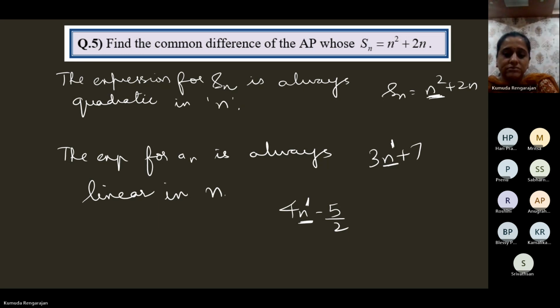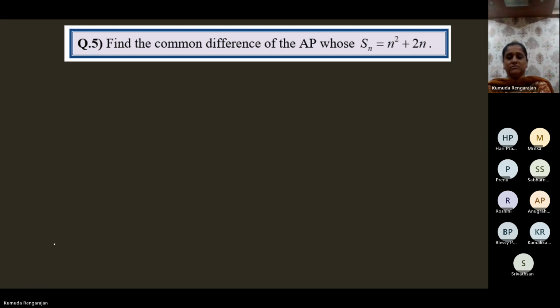The other things can be anything. The highest power of n is 2 for Sn and 1 for an. What's the answer? What's the common difference, children?